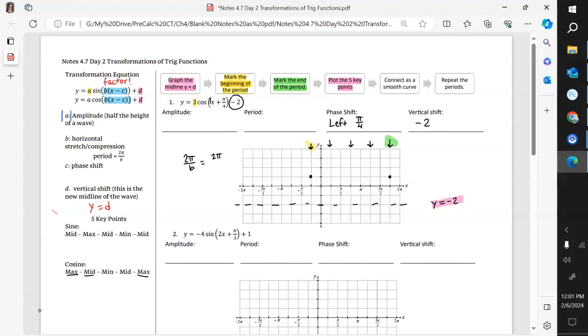A quarter of the way in, I would be at the midline. So at this point, I should be at the midline. And halfway, I should be at the minimum. The minimum is going to be 3 down from the midline. My graph didn't quite go far enough, but I can just add a value down there, so that'd be -5. And then my last key point is going to be at the midline again, so this would be at the midline.